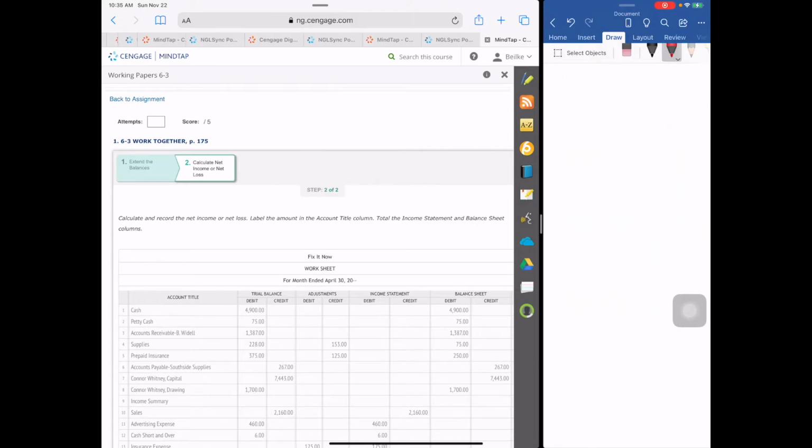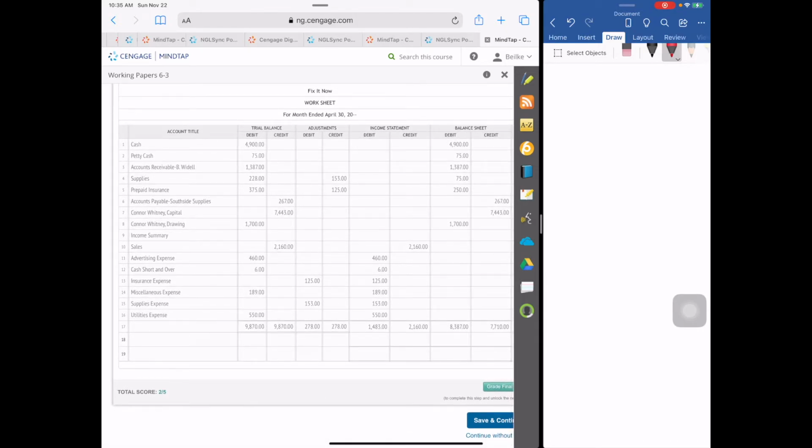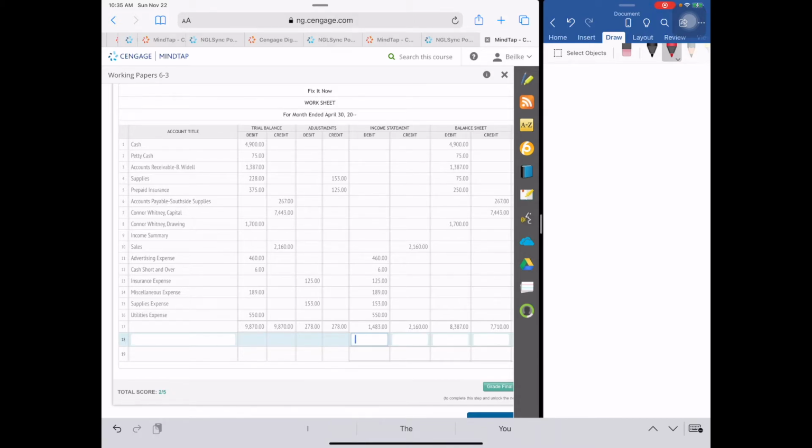Okay. So our next step says to calculate and record the net income or net loss. Label the amount in the account title, then total the income statement and balance sheet. There are a number of steps that go along with this. Before you figure out your net income or net loss, you have to take a look at your revenue and your expenses. So what you do is you take your total expenses minus your total revenue.